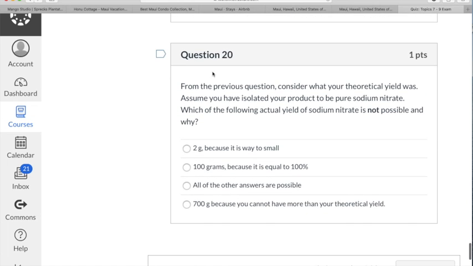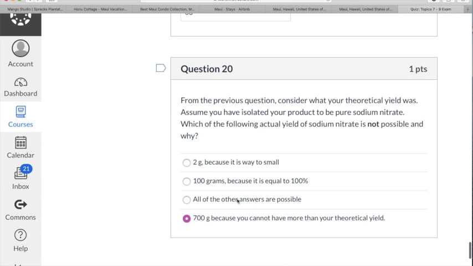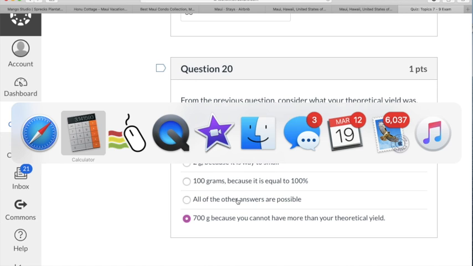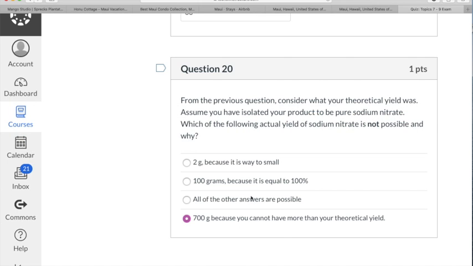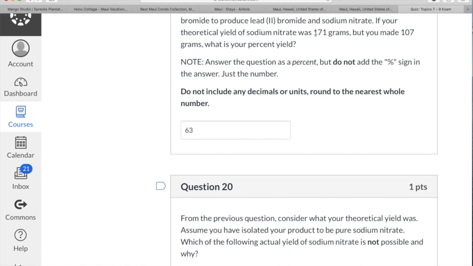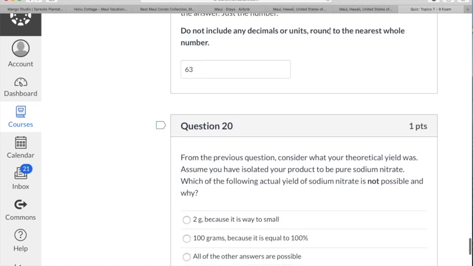And the last one is, from the previous question, consider what your theoretical yield was. Assume you have isolated your product to a pure sodium nitrate. Which of the following actual yields of sodium nitrate is not possible? So I could not have 700 grams if it's a pure substance because my maximum yield could only be 171 grams. If I go over that, then we're making matter out of nothing, and that can't work.